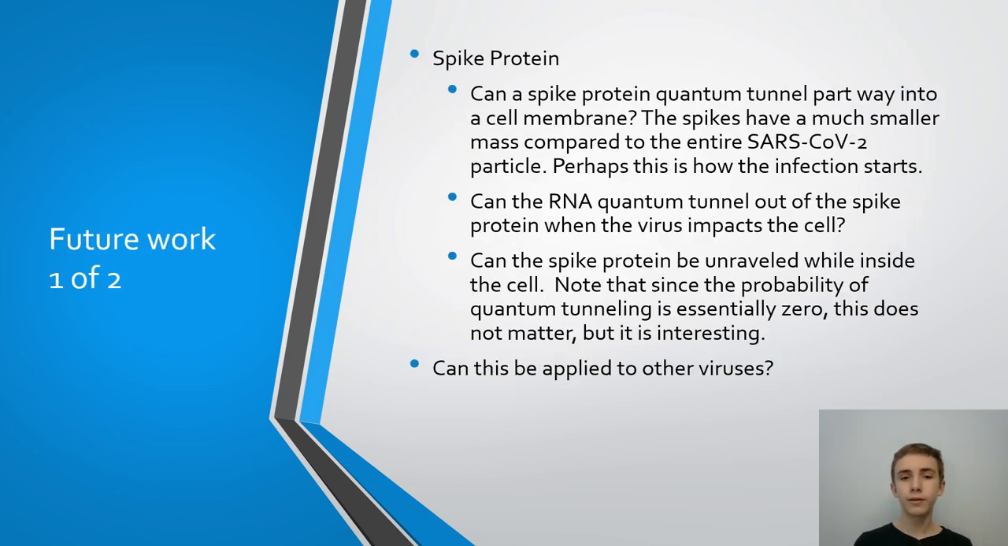Future work, slide 1. For future work, I would like to research more about spike protein. To start with, I would like to know if a spike protein can quantum tunnel partway into a cell membrane. The spikes have a much smaller mass compared to the entire SARS-CoV-2 particle. Perhaps this is how the infection starts. Another thing I would like to know is, can the RNA quantum tunnel out of the spike protein when the virus impacts the cell? Then another thing I would like to know is, can the spike protein be unraveled while inside the cell? Because the probability of quantum tunneling is essentially 0, this does not matter, but I still find it interesting.